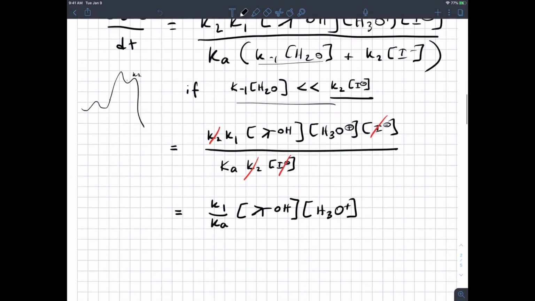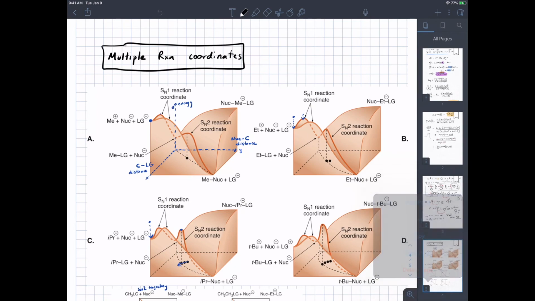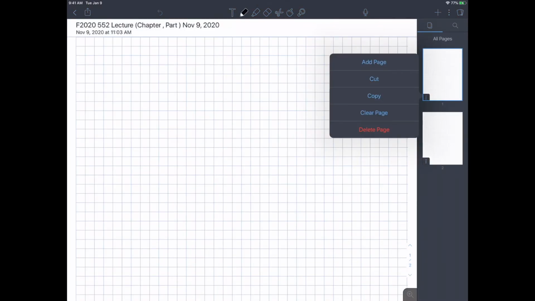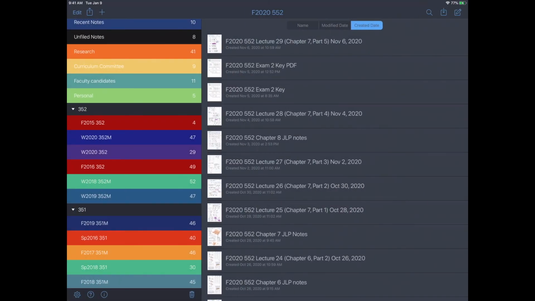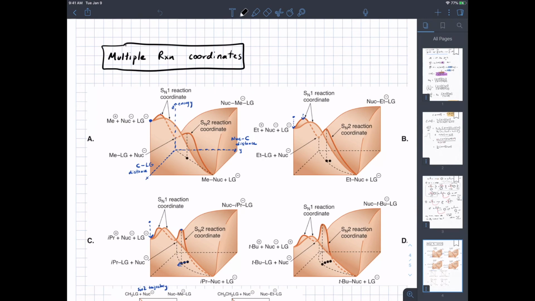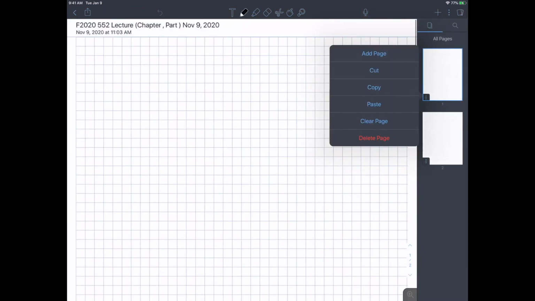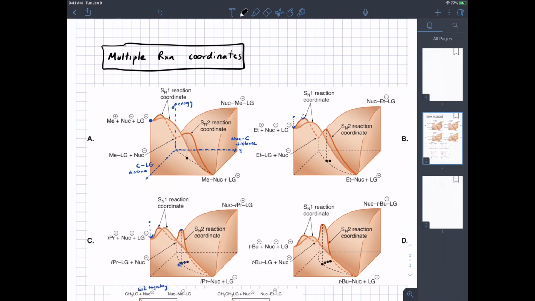I'm just going to copy the figures rather than try to reproduce it all. Did I not copy? This is embarrassing. Copy. Paste. All right, good enough.